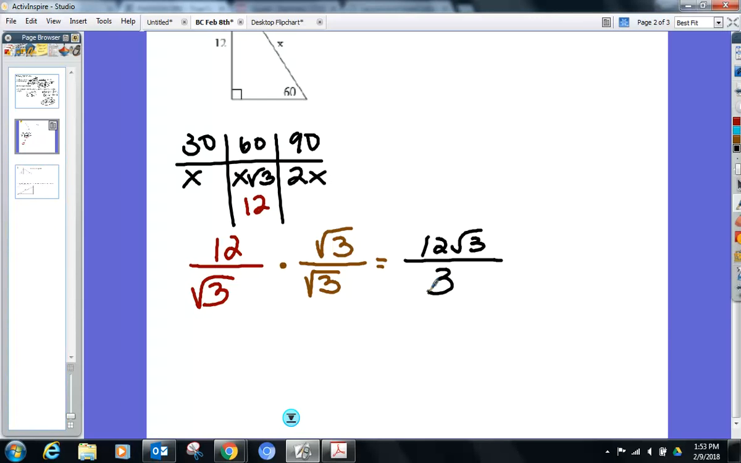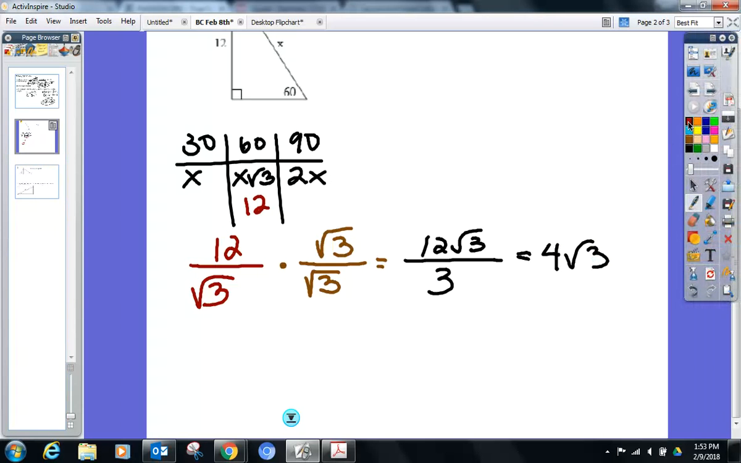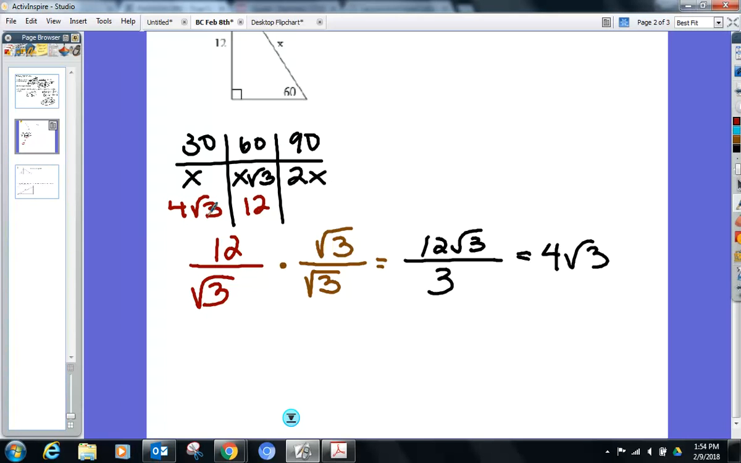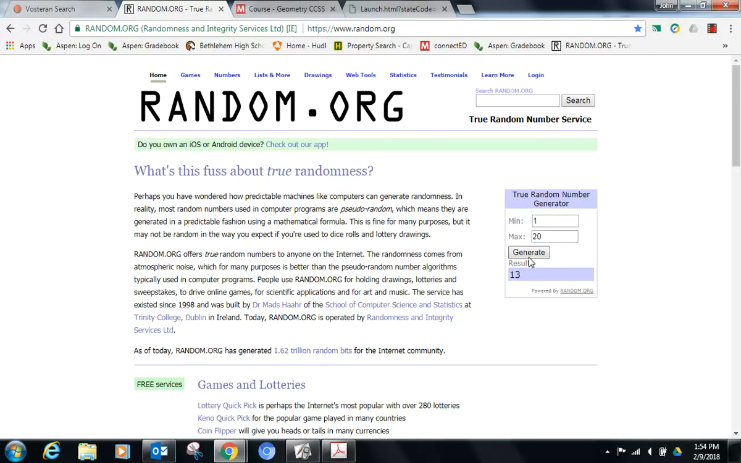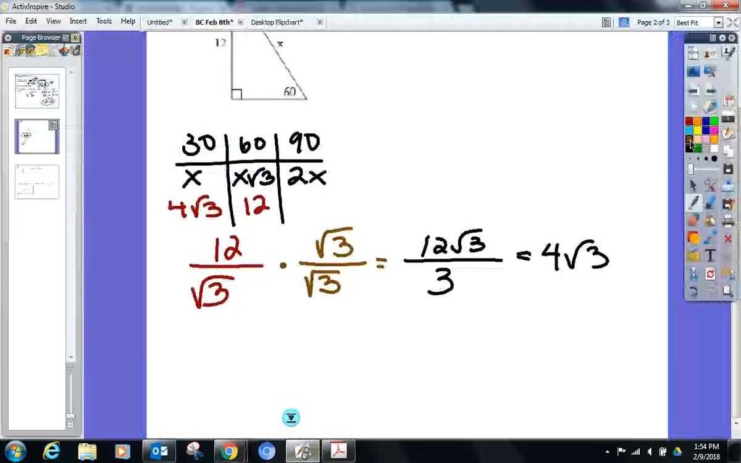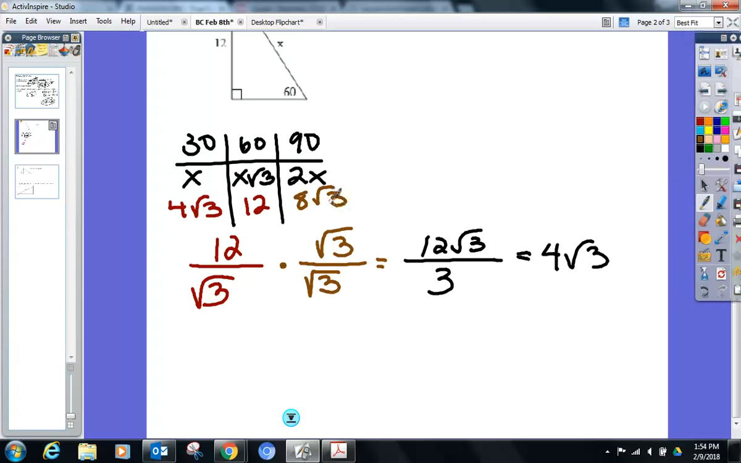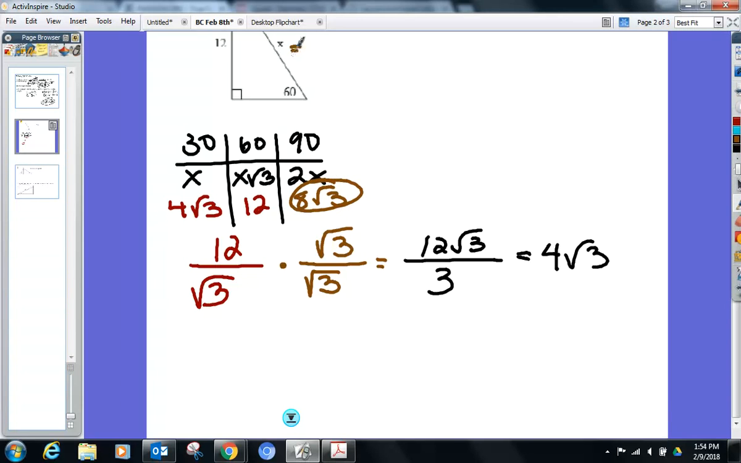Simplify, keep going. We're not done yet. Keep simplifying, can't touch the radical. 4 radical 3. There you go. So the side across from the 30 is going to be 4 radical 3. Which now makes my life easier, because what do I do with the 4 radical 3 to get to the side across from 90? Multiply it by 2, so 4 radical 3 times 2. 8 radical 3 for the side across from 90.